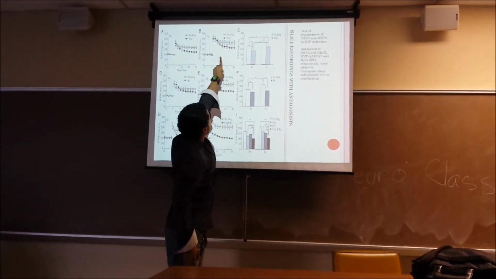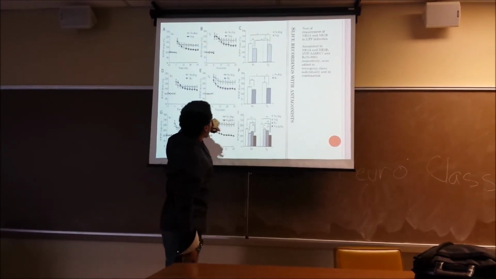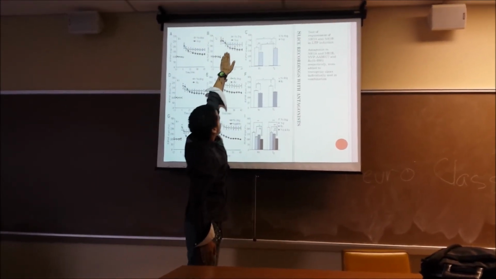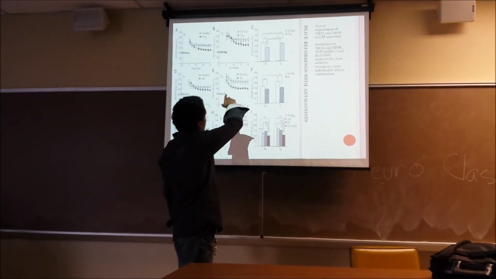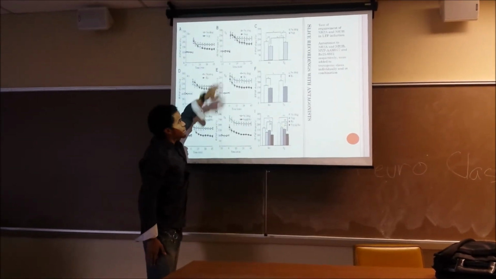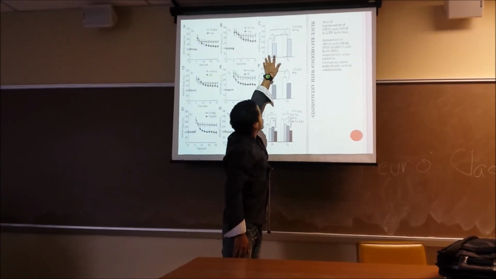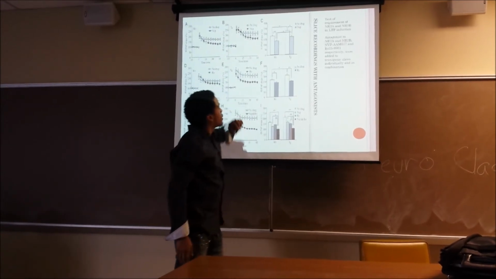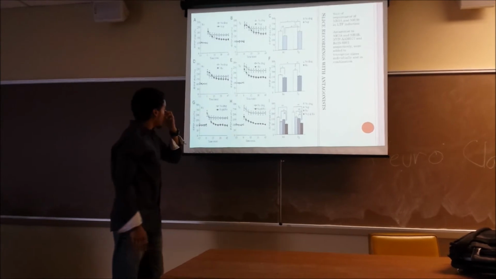For the transgenic, there was also still a great reduction in LTP as compared to no drug, but it was still significantly higher than for the wild types. So yeah, you can see the difference in EPSP in transgenic versus wild type for the drug and no drug.